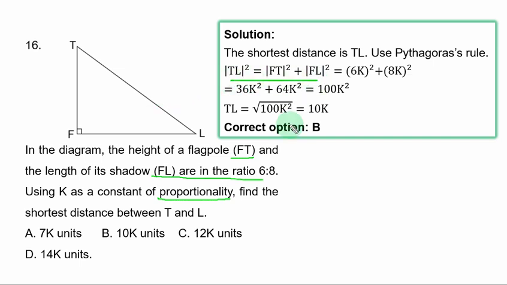The given ratio simply means that FT, the height of the flagpole, is 6 and the shadow is 8. Because K is a constant, you include K to the sides. That gives this. If you add, you get 100K square. To get TL, take the square root of 100K square, and that is 10K. B is the correct option.